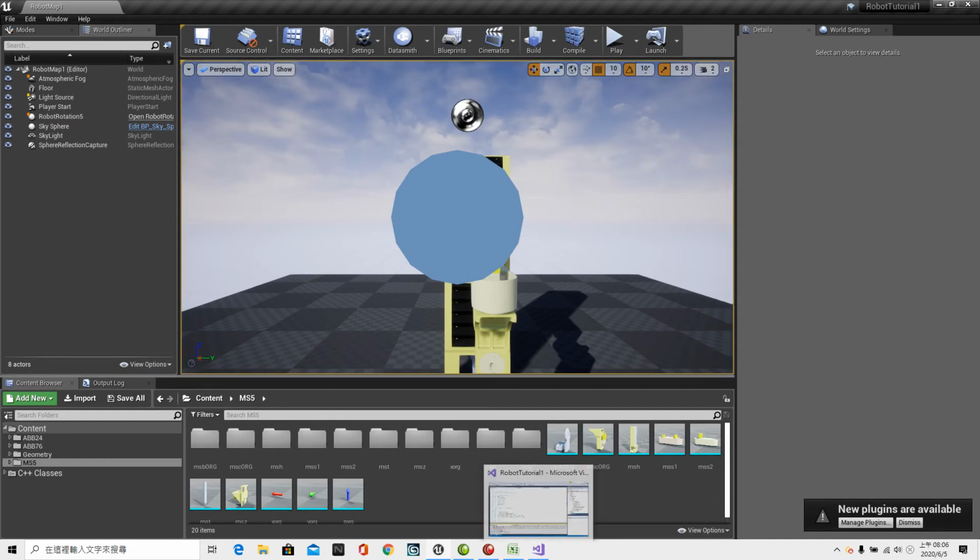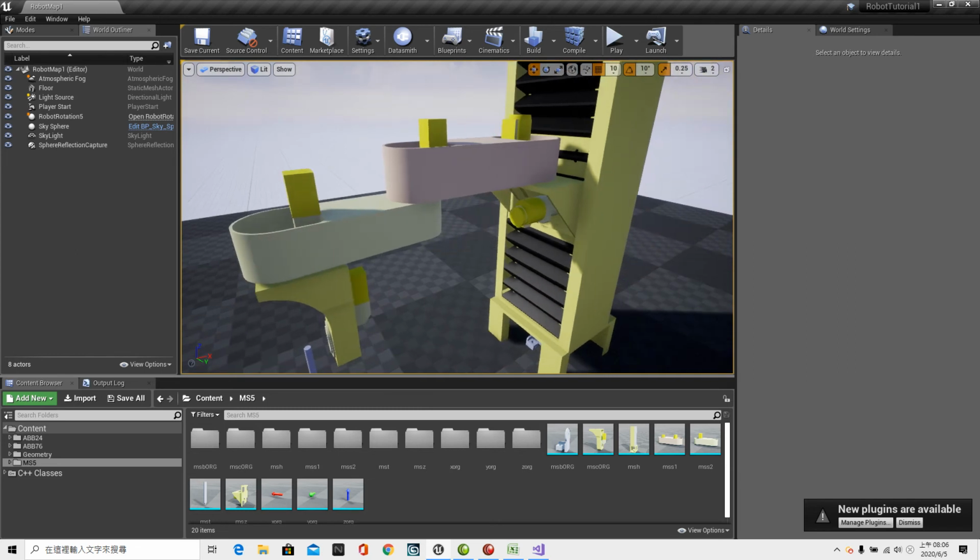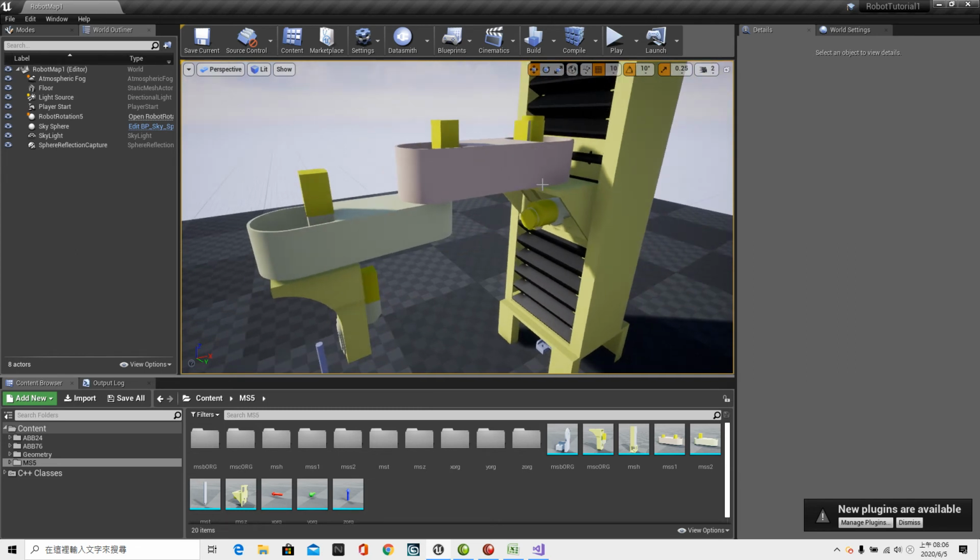Then, for the second one, MSS1, the pivot point is located at here. Since the original point at this point is the intersection between the C component's center axis, rotating center axis, with the center axis of A component's rotating axis. These two center axes intersect at these points.